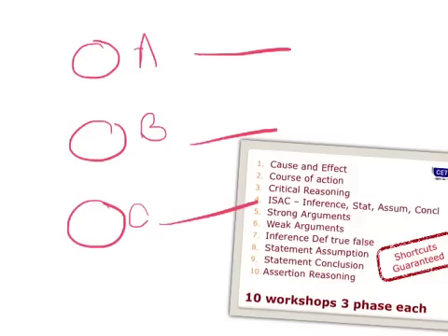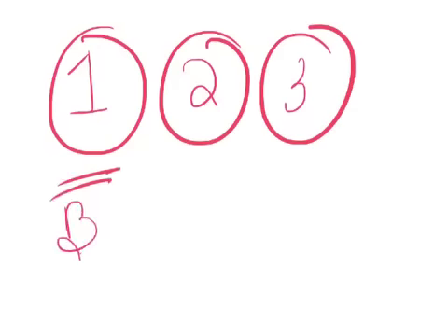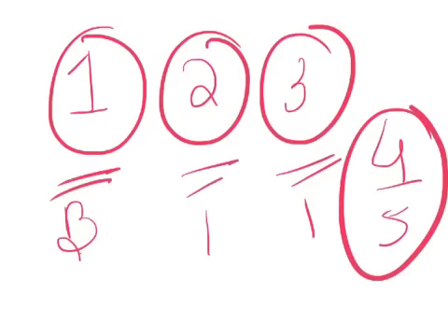So like this, we have phase 1. The moment you join us, you'll get phase 1, phase 2, and phase 3 videos. Phase 1 is a basic, just introducing the topic. Phase 2 will do some questions. Phase 3 will do some advanced level questions. So 3 phases will make sure that you get at least 4 by 5 marks in your topic.